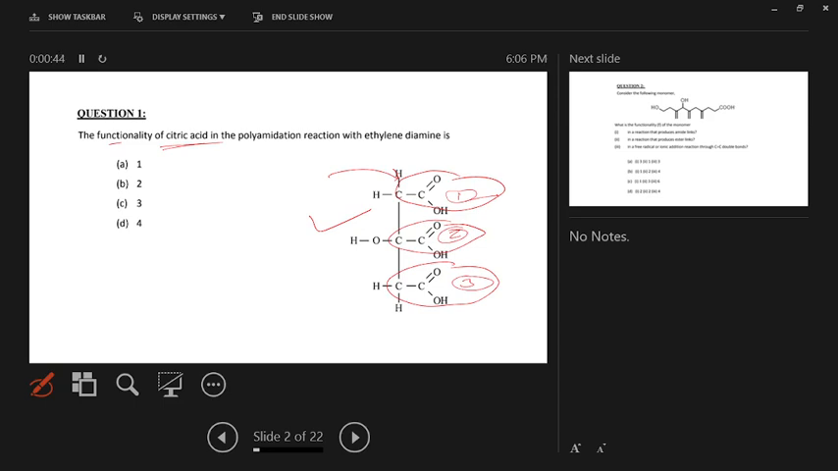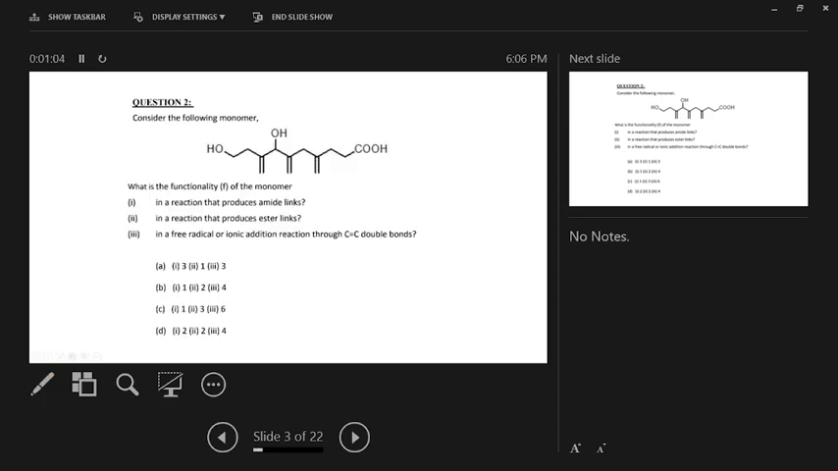You can also draw this molecule like that. It can make bonds in all these three directions. So a branched type of polymer will be formed by the polymerization of citric acid. Then question number two: consider the following monomer. This is the monomer. What is the functionality of the monomer?